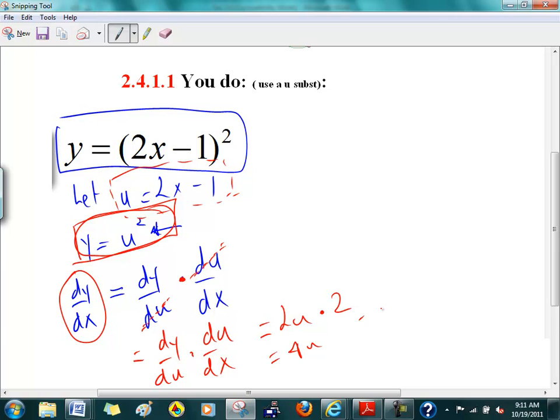Except you don't want u because u is an intermediate variable. It's something you introduced, so you have to undo it, and you undo it by taking the definition of u and plugging it in place of u.